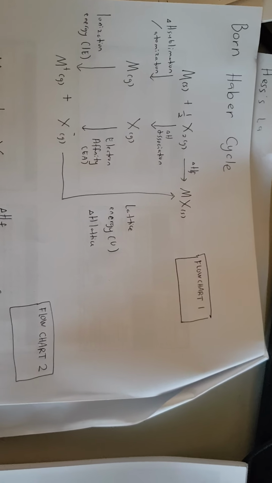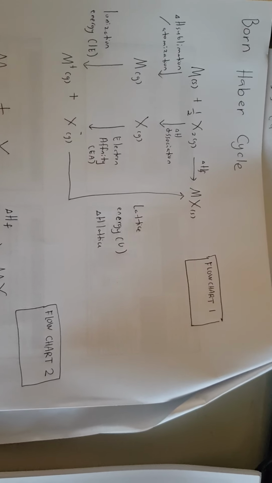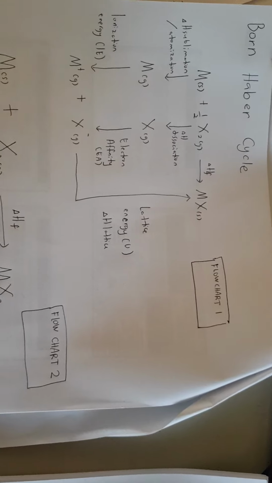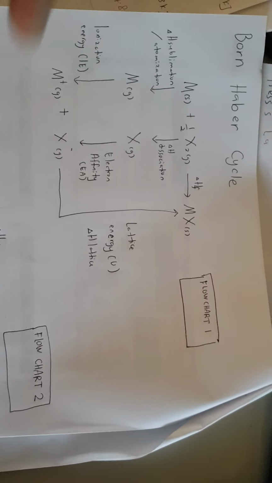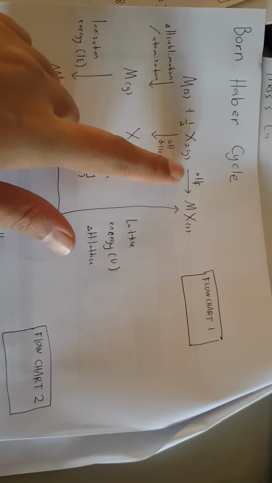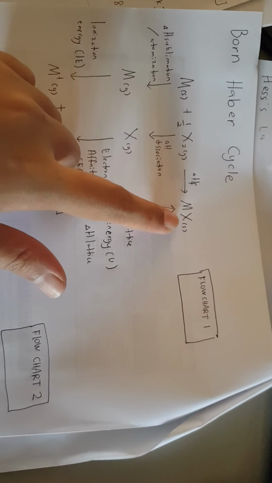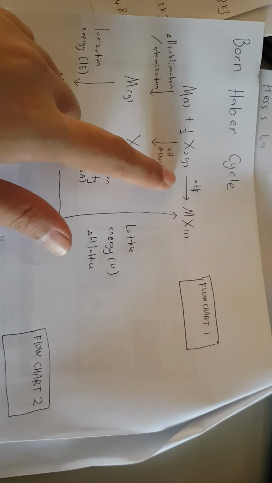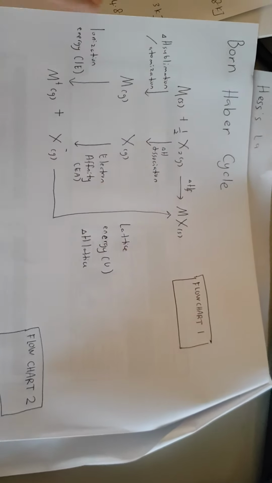Okay, class. For the Born-Haber cycle, you will have two flowcharts that you need to remember. This one is your metal, this one is your non-metal, this one is your product. Solid plus gas equals solid. So this one, they have a different name.